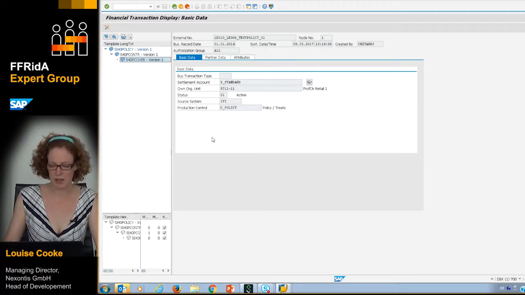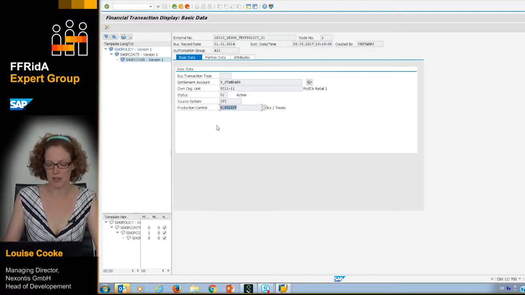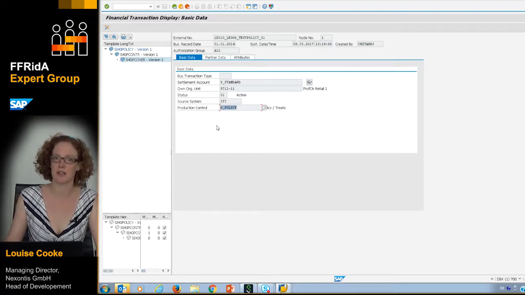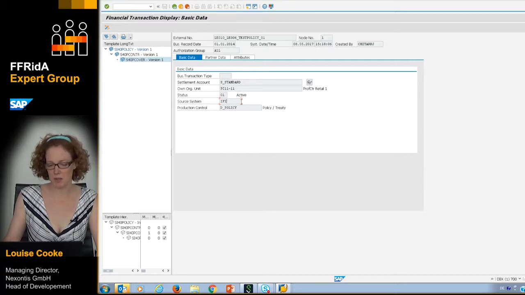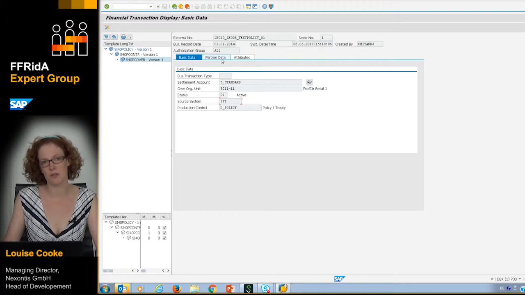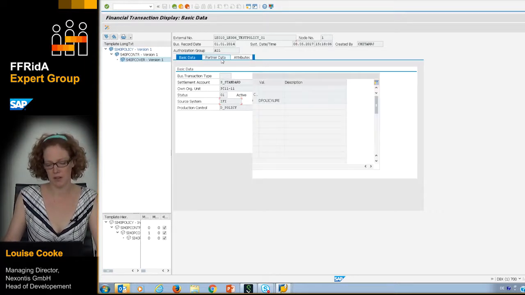For example, we need to understand in this field, is it a policy or is it a treaty? And in a different attribute, we will also look at, is it an assumed treaty or is it a ceded treaty? We also record, for example, what the source system is, because we can have multiple source systems providing data. Through the tabs at the top, we also have the ability to add to this also partner data, so for example, who the insured person is and other business partners. And if we move, for example, to the Attribute tab, here we can see additional information that we also need.